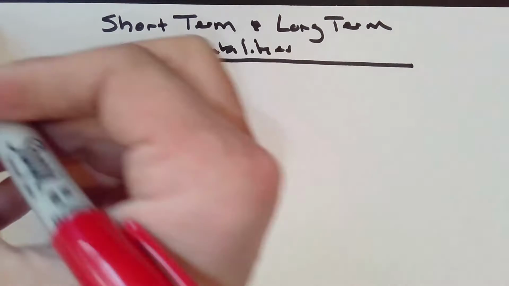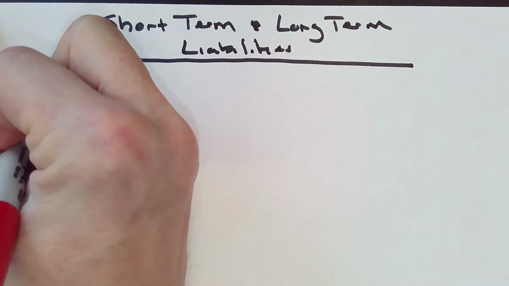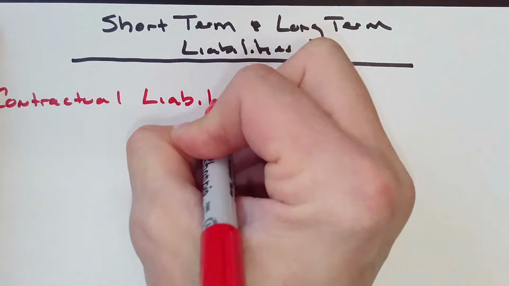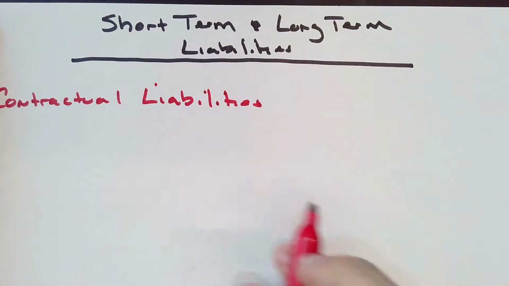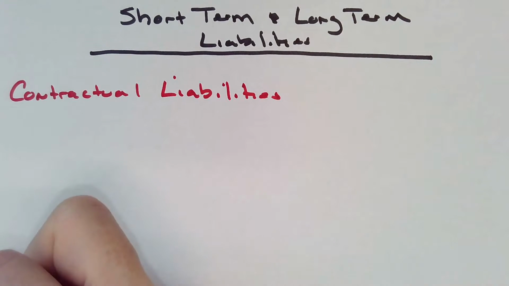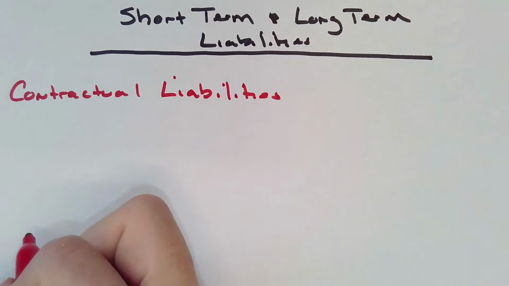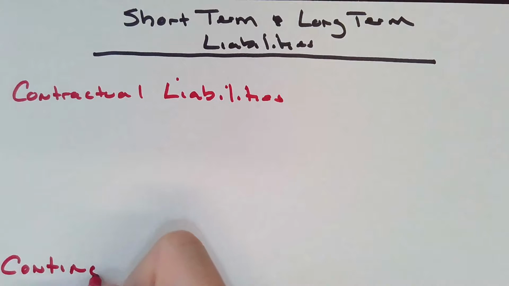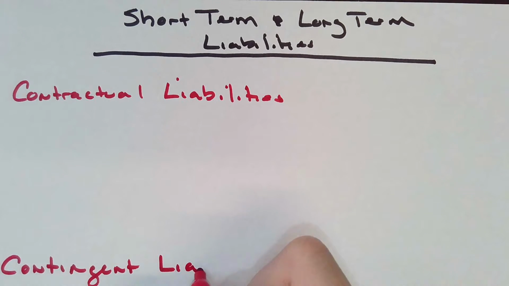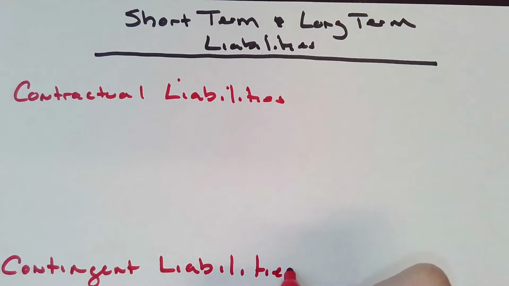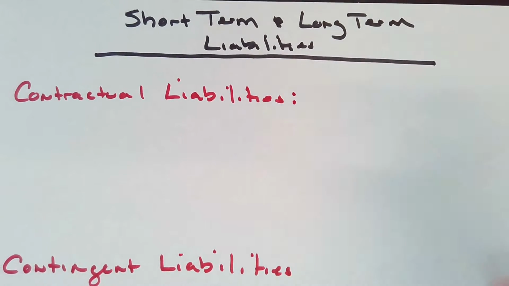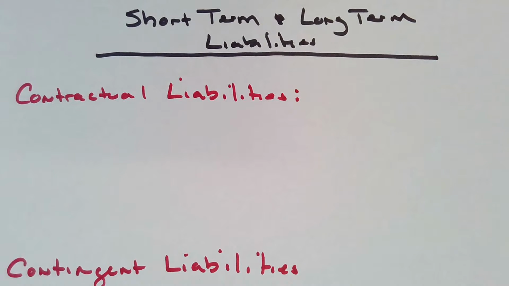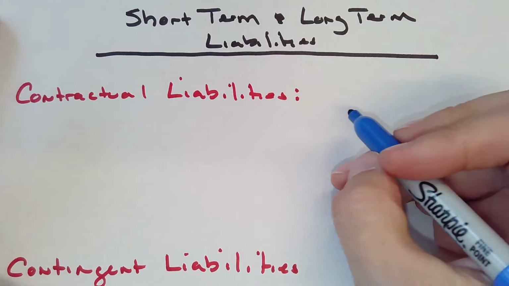contractual liabilities and contingent liabilities. So I want to break that down into those two specific groups: contractual liabilities and contingent liabilities. Contractual liabilities cover a lot of ground, a tremendous amount of what we do as an organization.